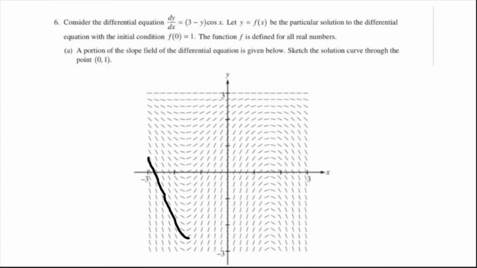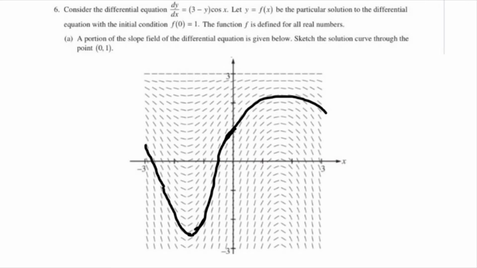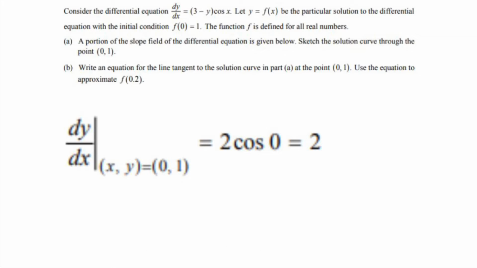As we move through the slides, you can see the sketch of the solution curve take its shape as you see it pass through the point (0, 1). On the next slide here, we see part B, where we have to write an equation for the line tangent to the solution curve in part A at point (0, 1) and use the equation to approximate f(0.2).